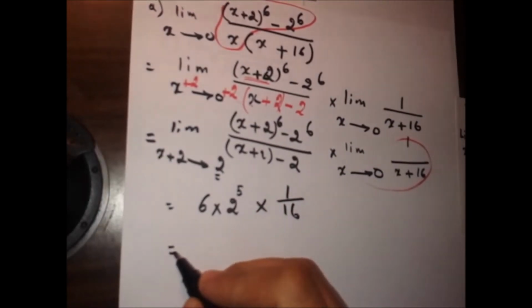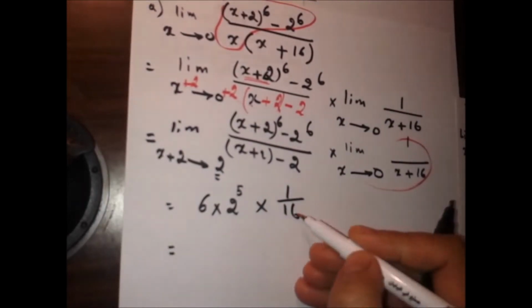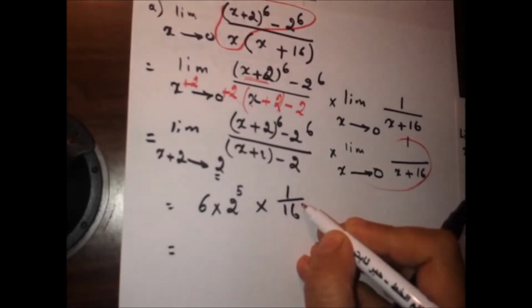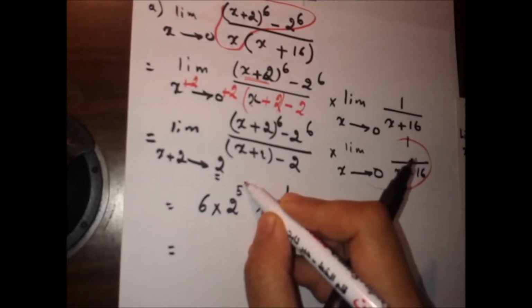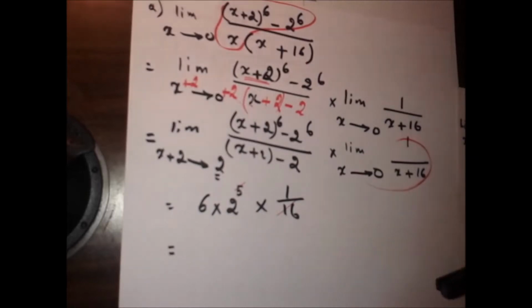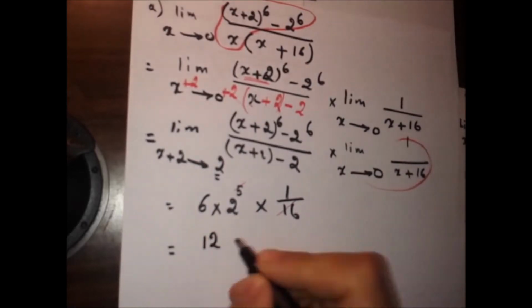So this is finally equal to, 16 means 2 to the power of 4. We can just simplify it with this, so 6 times 2 to be 12.